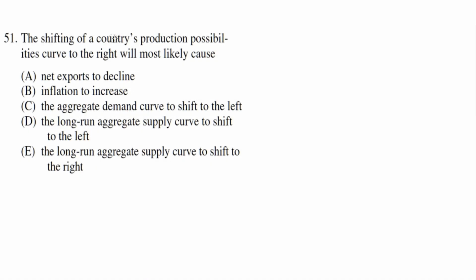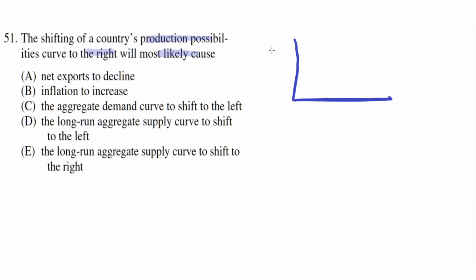Which of the following occurs as a country's investment becomes more responsive to changes in the interest rate? So in this question, we're asked to identify which of the following results as a country's production possibilities curve shifts to the right. And we're asked to highlight investments becoming more responsive to changes in the interest rate. So let's draw this out on the production possibilities curve.